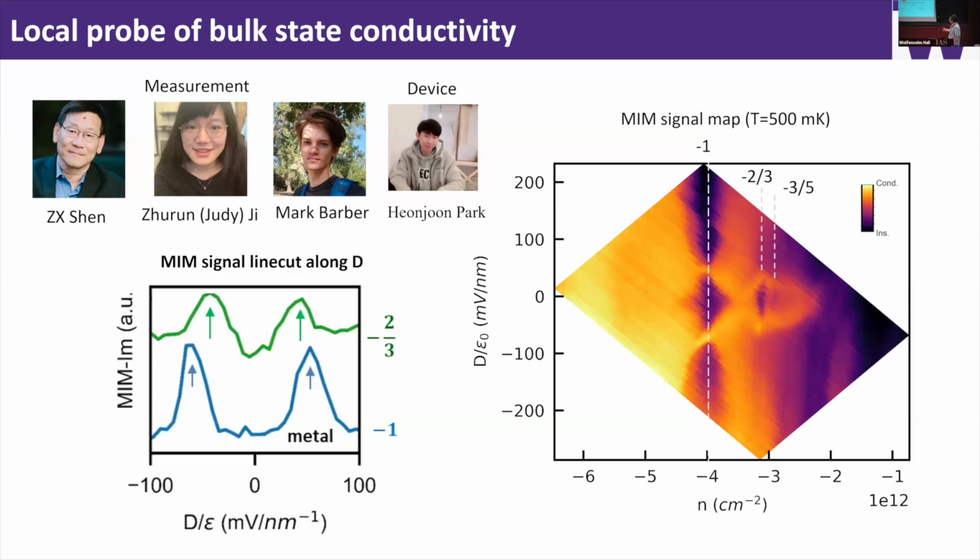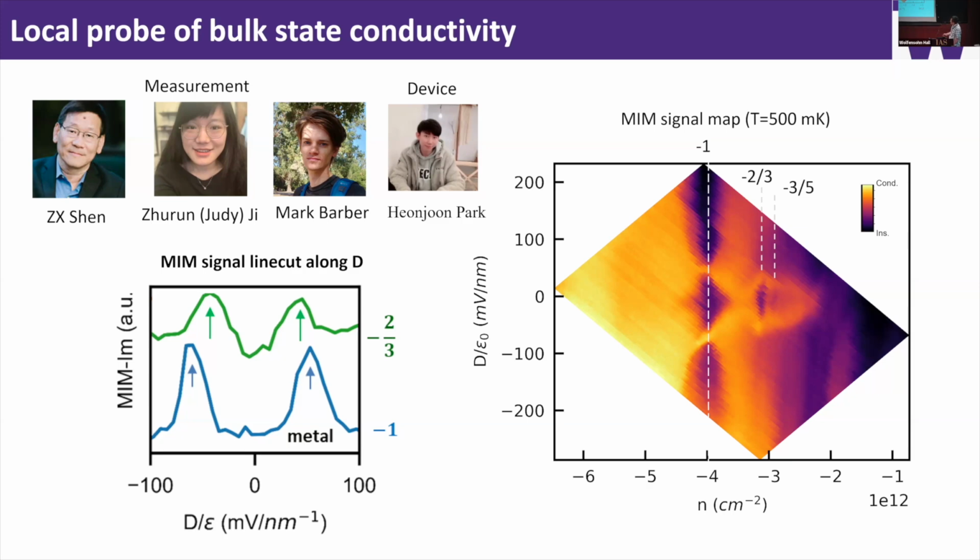Next, we can take line cuts at fixed doping, tuning the electric field along this line. Just by looking at the color, you can already tell that by changing the electric field, the color changes from dark to bright to dark. This means there's a transition from an insulator to a metal to an insulator. So here I take line cuts at two fillings. The blue is at filling factor -1, which is the quantum anomalous Hall state, and the green curve is at filling factor -2/3. This corresponds to these FCI states.